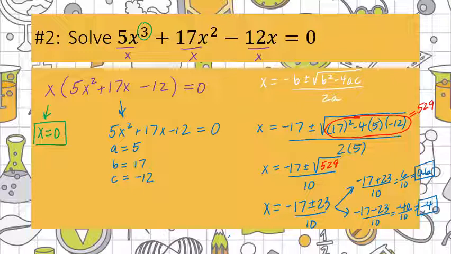So now I have my 3 solutions. I have 0, which we got at the very beginning by factoring out a greatest common factor. And then I have 0.6 and negative 4, which I got from simplifying the quadratic formula.